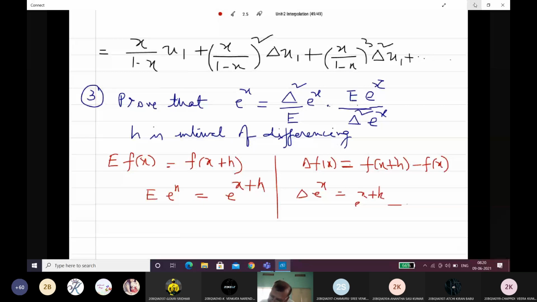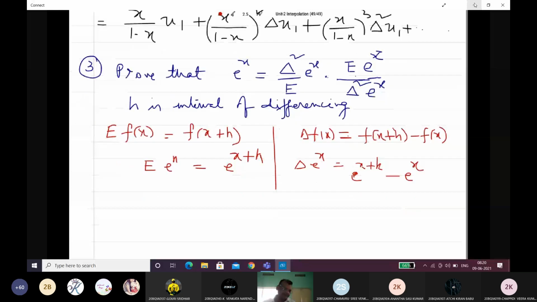e power x plus h minus e power x. Okay. Similarly, what about delta square e power x? Delta square e power x.